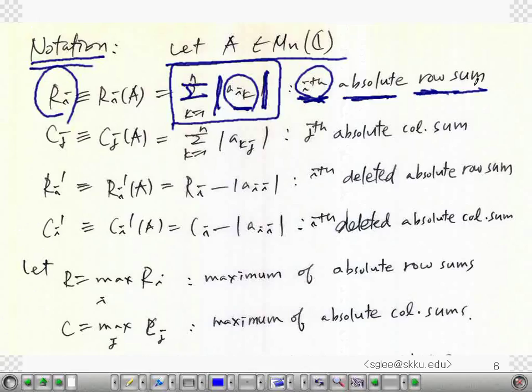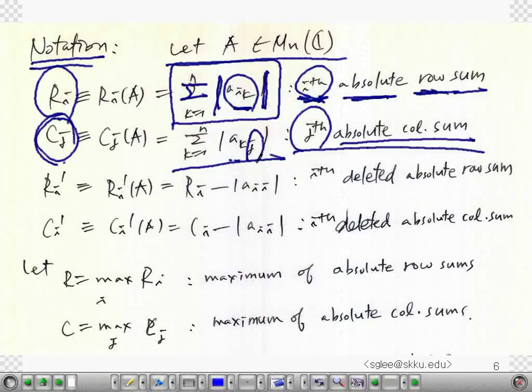Similarly, the j-th absolute column sum is defined in this way. We take the absolute value of a_kj and add all of those from k equal to 1 to n. Then we write it as C_j, and we call it the j-th column sum.